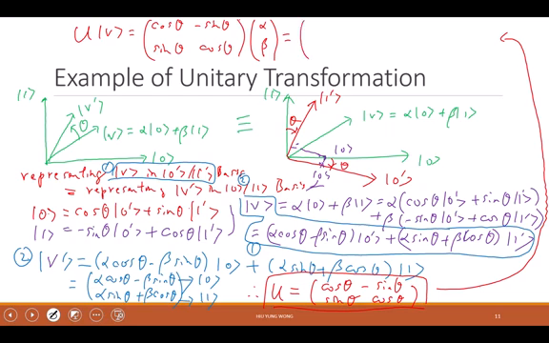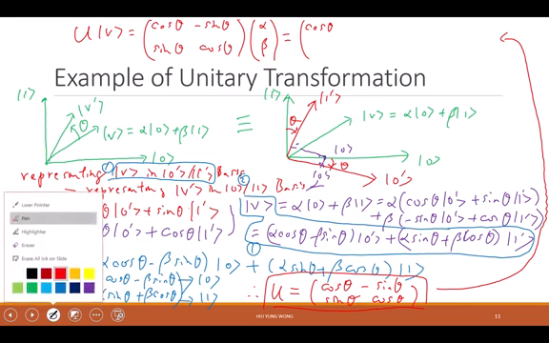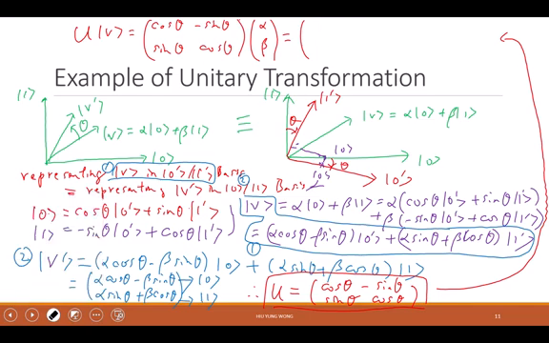You get cosine theta times alpha cosine theta, and then minus beta sine theta, and so on. Correct? Are they the same? Right. So indeed, I derived the unitary matrix.